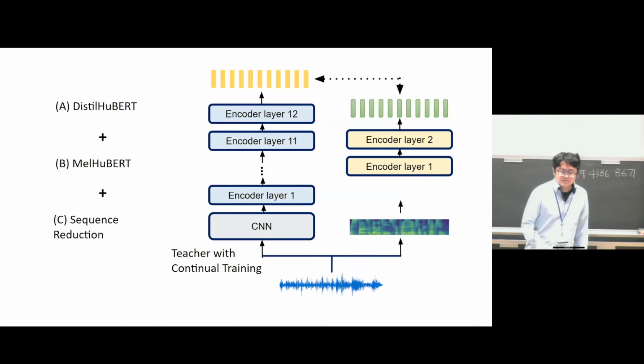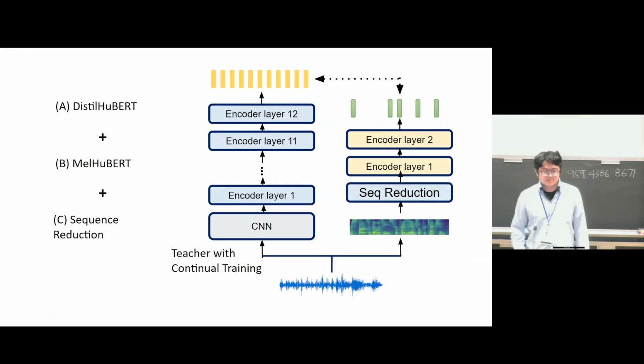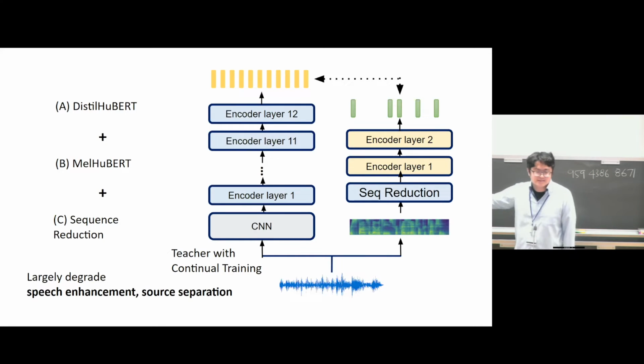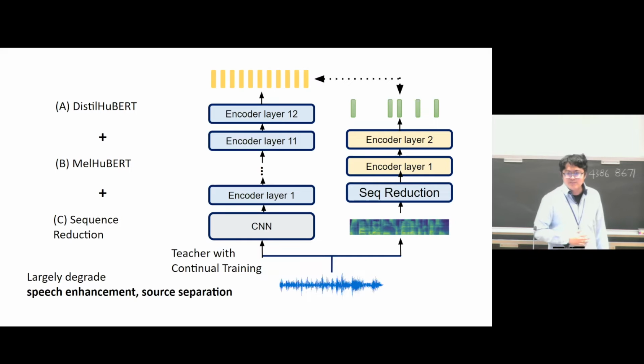We also tried adding sequence reduction, inserting a sequence reduction layer into the model. And we found that sequence reduction crashes speech enhancement and source separation. So it looks like if you downsample the representation, then the performance degrades a lot on those generation tasks. On the SUPERB leaderboard, if you cannot achieve good performance on all the tests, then your SUPERB score will be very bad. So we do not show the result of sequence reduction here.